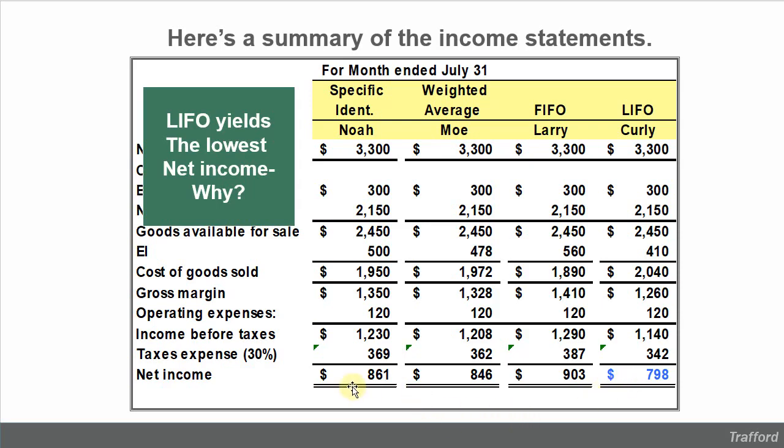Specific identification and weighted average will fall somewhere between the two extremes of FIFO and LIFO. If we think about effects on the balance sheet, you can see the same kind of thing happening. FIFO should result in the highest possible number being assigned to ending inventory because that's the cost of the newest items, and LIFO should result in the lowest possible number being assigned to that same ending inventory because these are the oldest possible costs. And again, specific ID and weighted average fall somewhere in between.